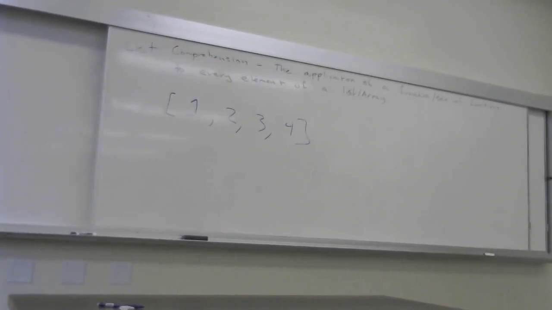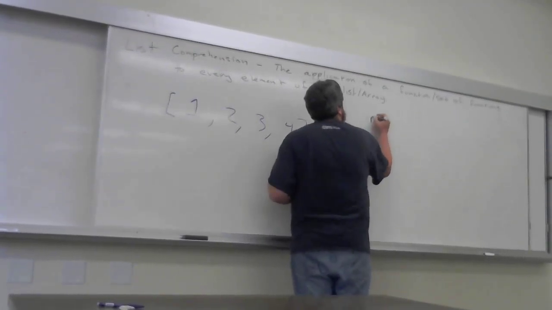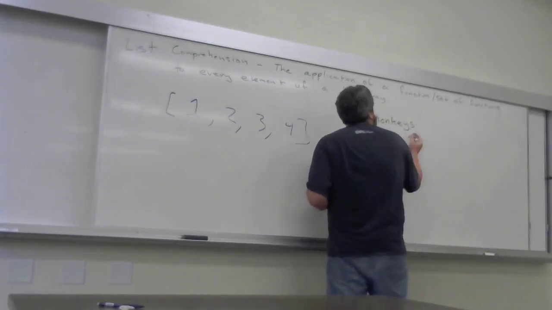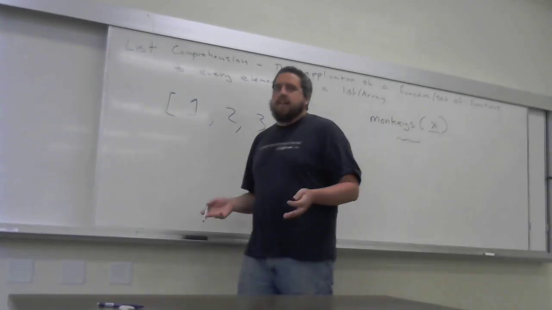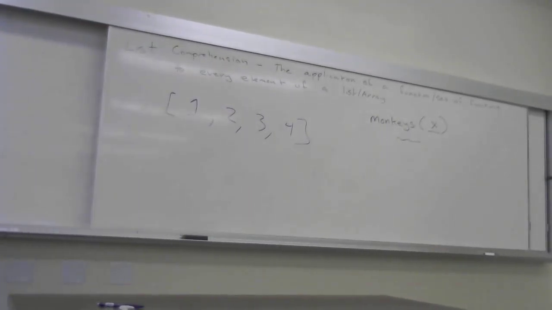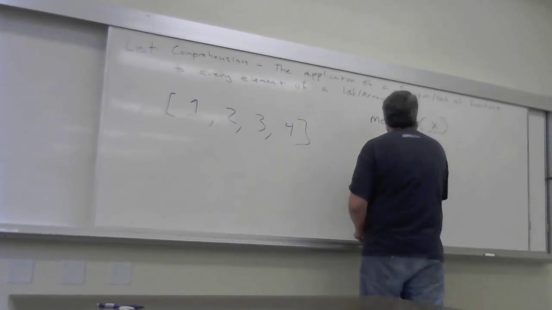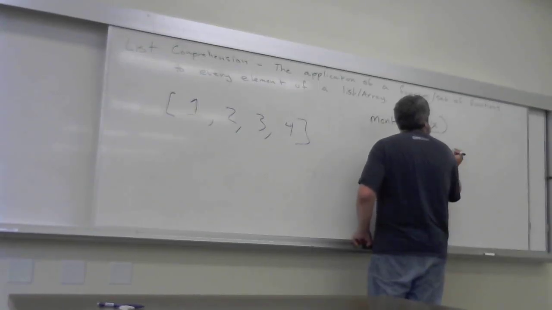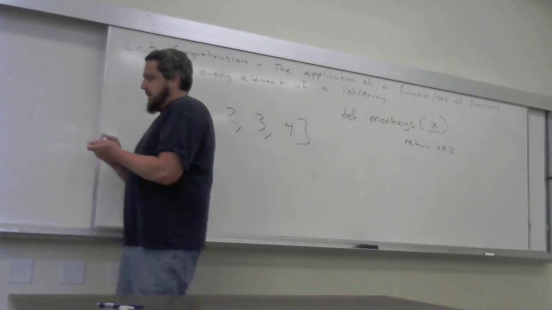If I want to apply the function monkeys, let's say we have a function called monkeys. That function takes a single argument x and does something to it. It returns a value, or prints that x, or does something to that x. Typically, we want to think about the functions that will return a value. Let's suppose that the function monkeys returns x times 2. And so as a Python function, it would look like that.